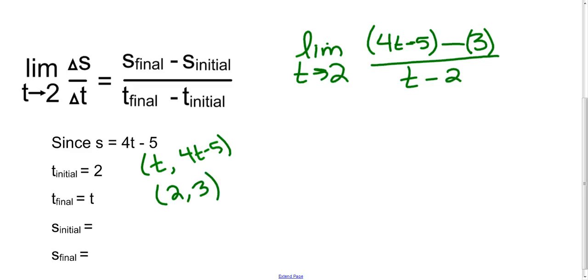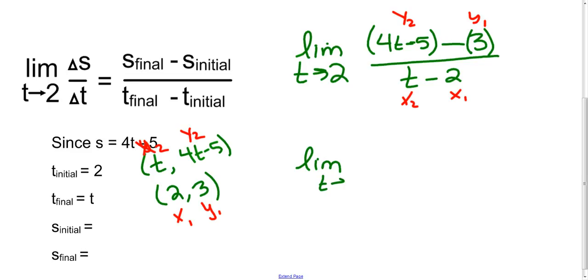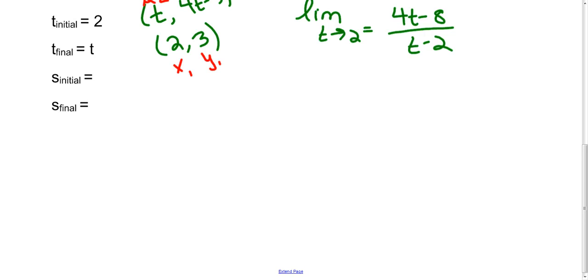And then you're really finding slope. Think about this as your y2. This is your x2, sorry. This is your x1. This is your y1. And you're really finding slope: y2 minus y1 over x2 minus x1. That's really all you're doing. When you simplify this, your limit as t approaches 2 becomes 4t minus 8 over t minus 2. And then, of course, you can factor that so that the limit as t approaches 2 becomes 4 times t minus 2 over t minus 2.